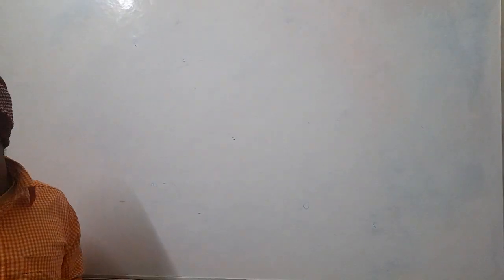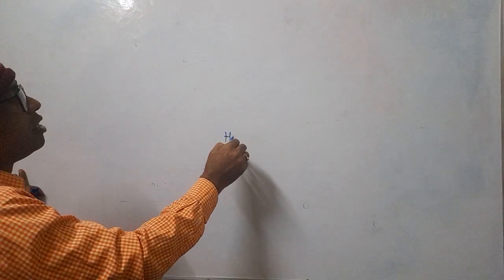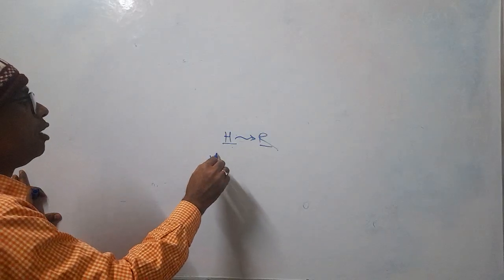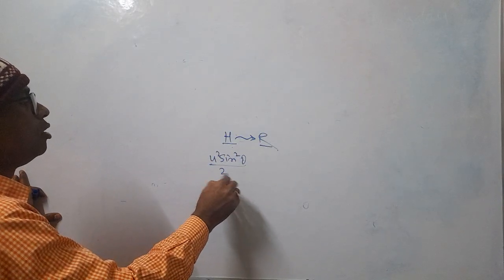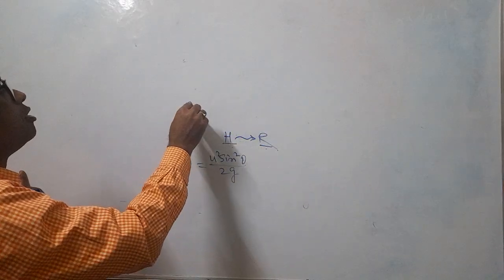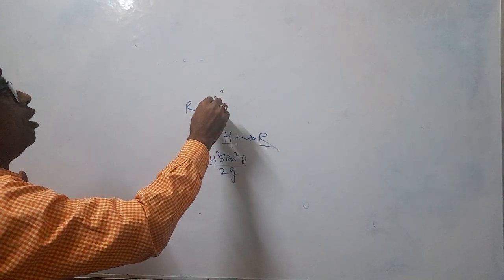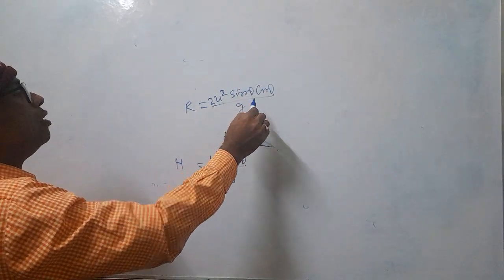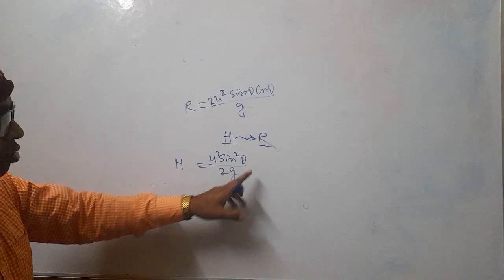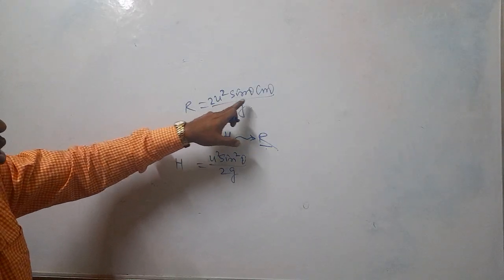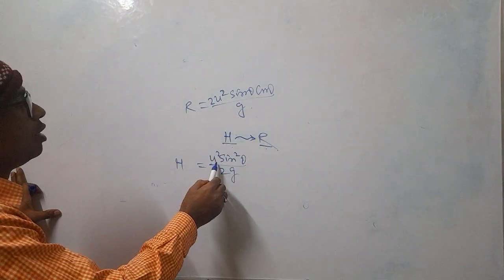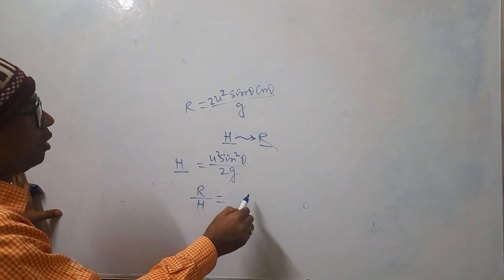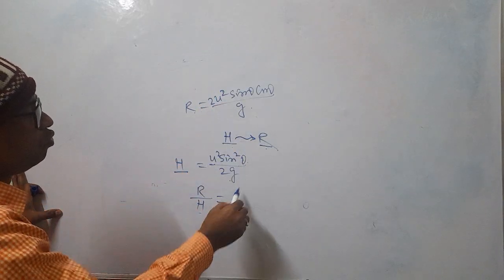And now find the relation between H and R, very interesting. How are H and R related? H means u square sin square theta by 2g. R means u square sin theta cos theta by g, that is 2u square sin theta cos theta by g. So that is u square sin square theta by 2g, R by H. If you do this, R by H, u square cancels, that is 2, 4.